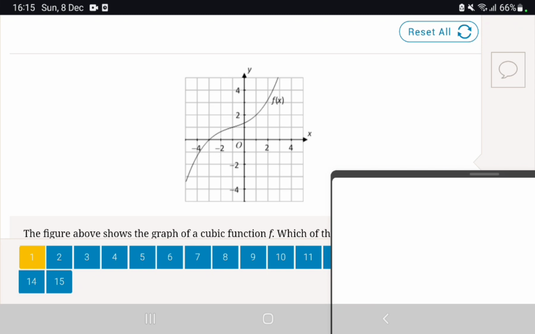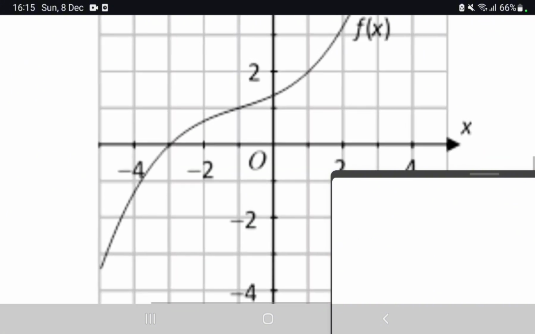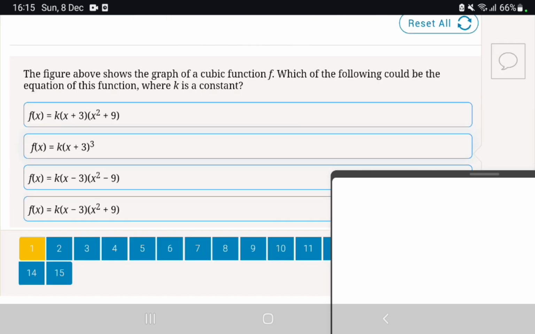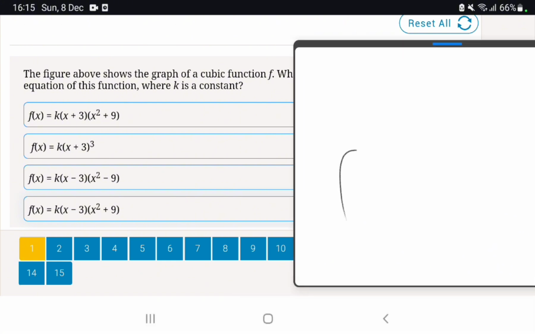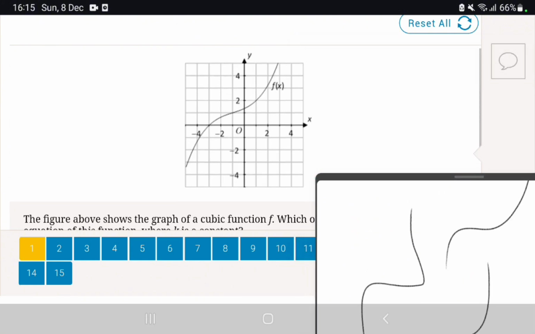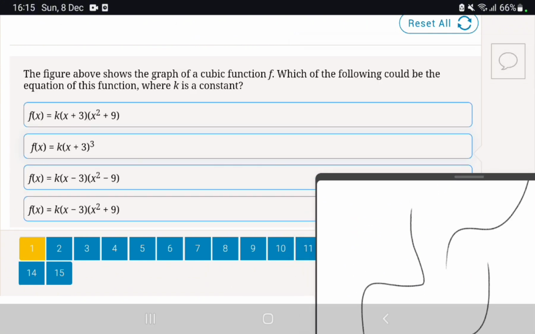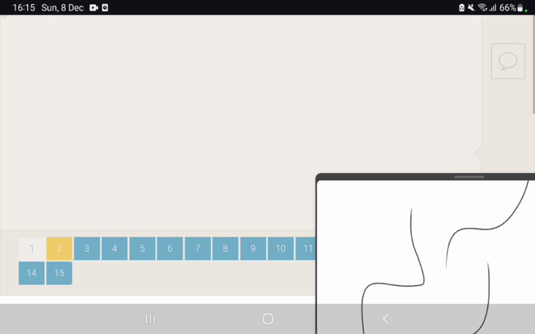So for this question we need to find the equation for the graph. As we can see here, the graph intercepts the x-axis at -3. So we eliminate this and this. Now to find out which one is correct, if it's like this or a saddle point, it will be this one. But since it's smooth like this, something like this, it will be this one, number 2.